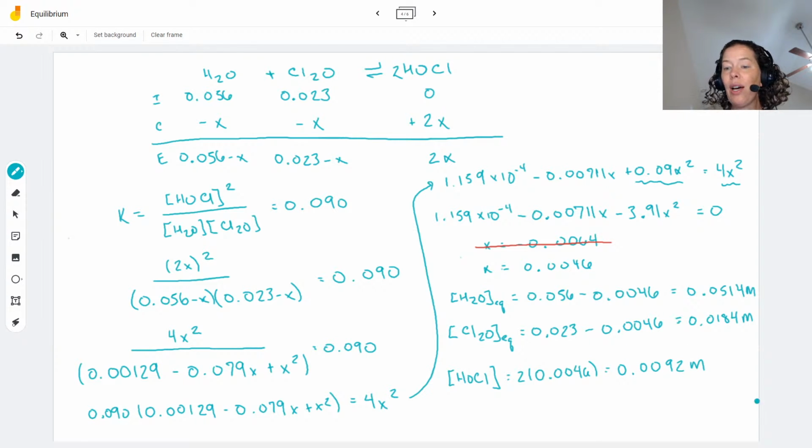Okay, so these are the equilibrium concentrations when we have initially 1 gram of hydrogen and 2 grams of Cl2O put into a 1 liter vessel. So, that was a lot of work for a seemingly simple problem, right?